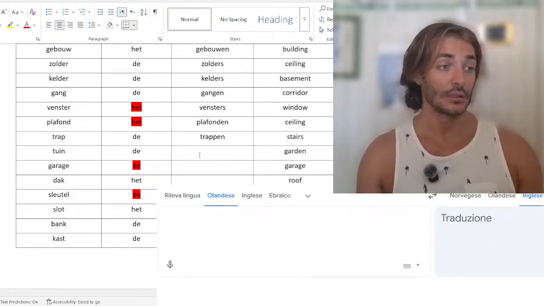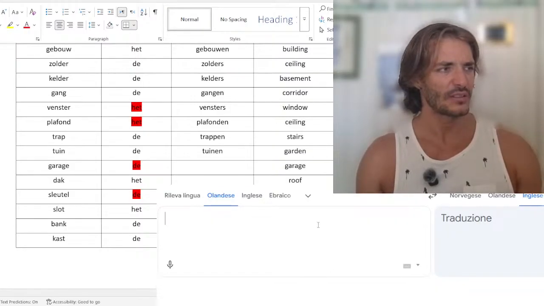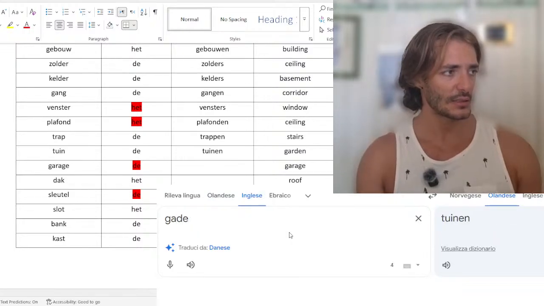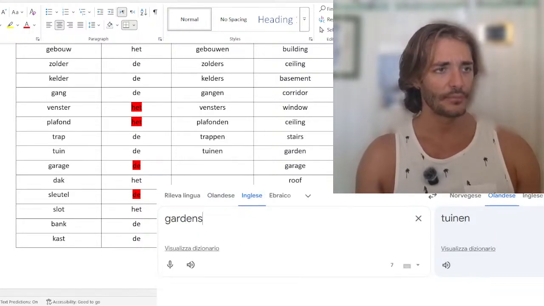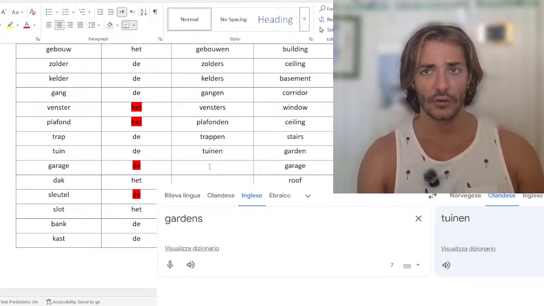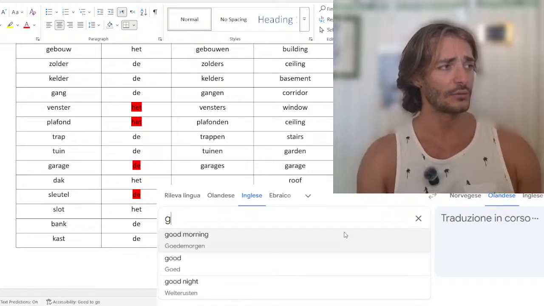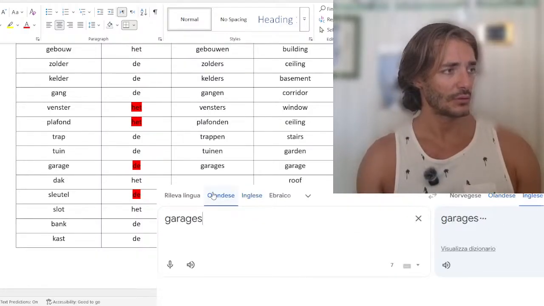Tuin. This one is hard for me to guess. Tuin. It could be with S or N. I don't know. This one it's difficult because there is this E sound. Let's see. Gardens. Tuinen. Good. The garage. This one is a word that comes from French, so it goes with S, I believe. And anyway, it ends by E, so this is the rule. Yeah, okay.